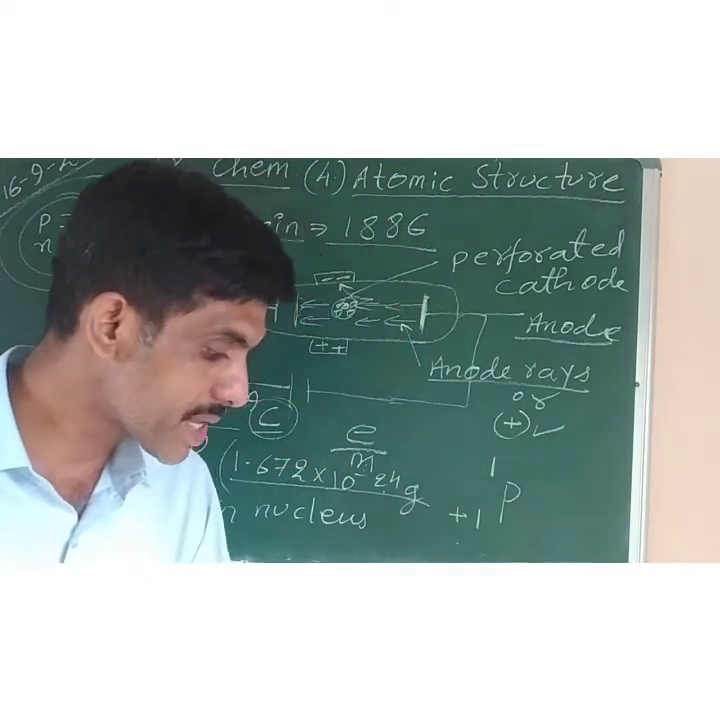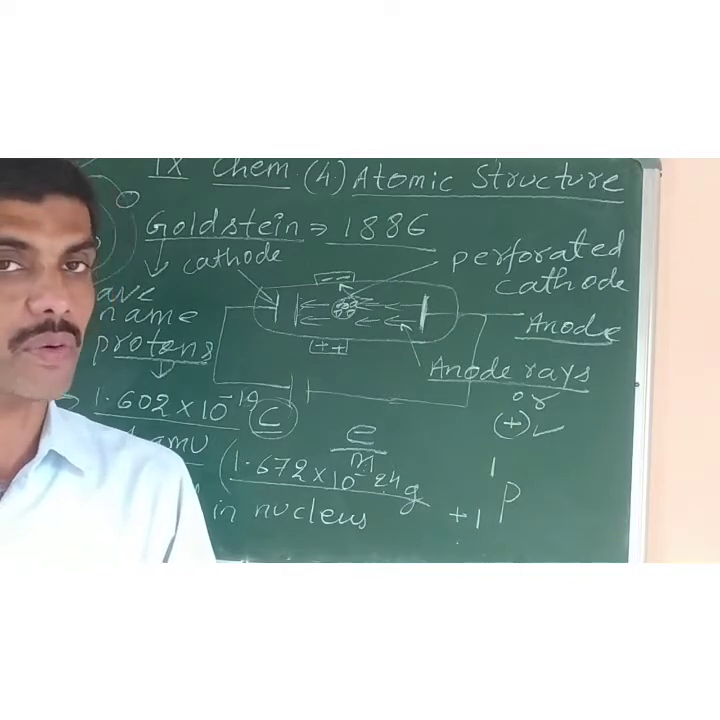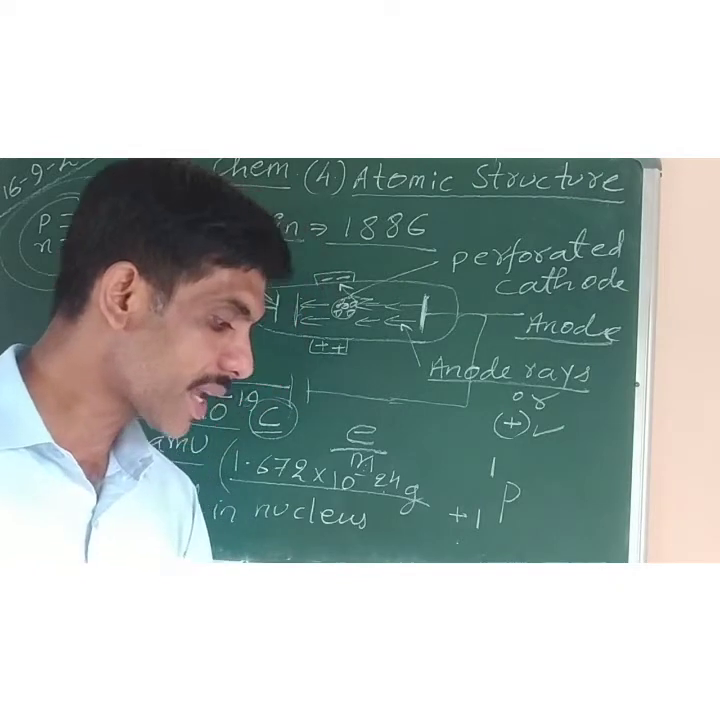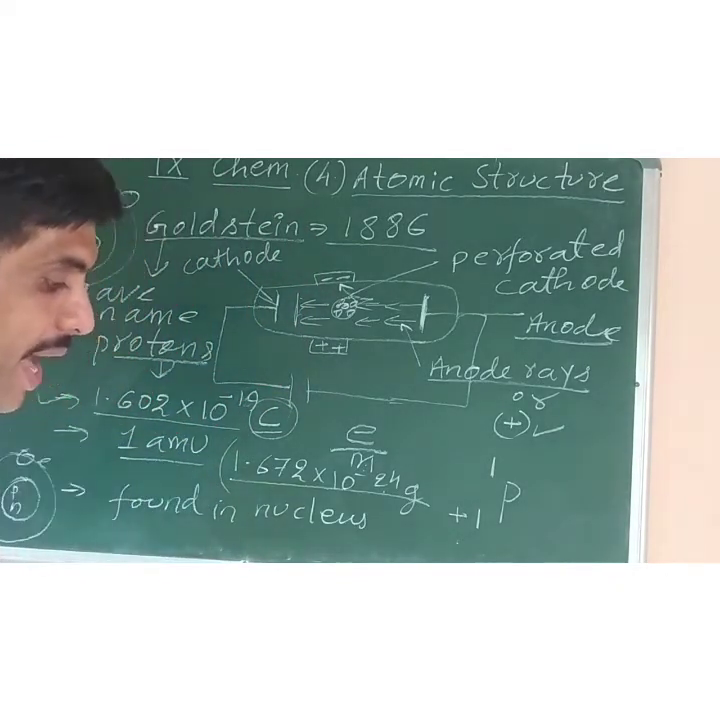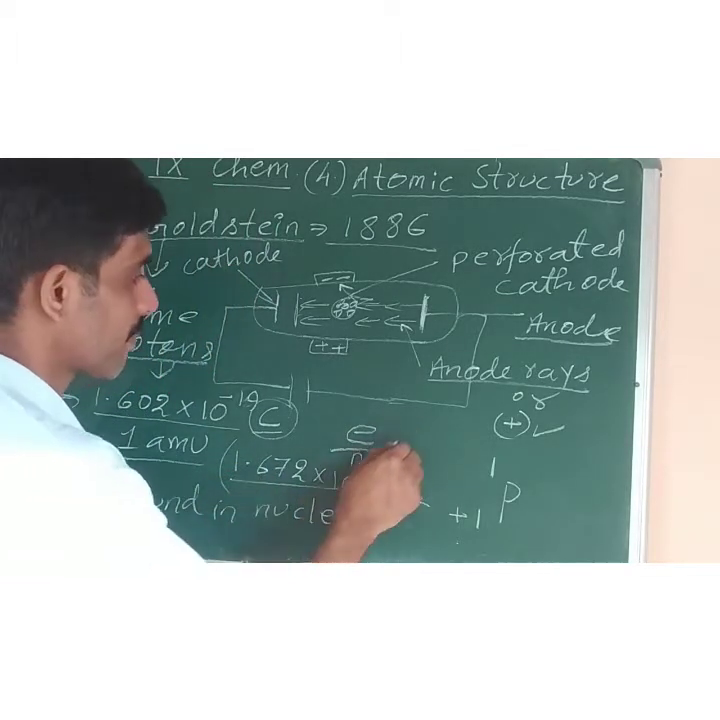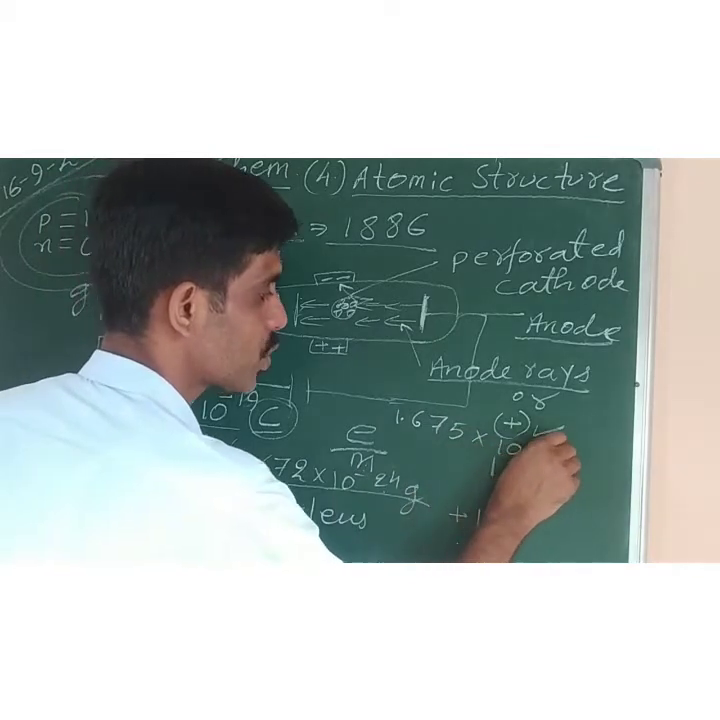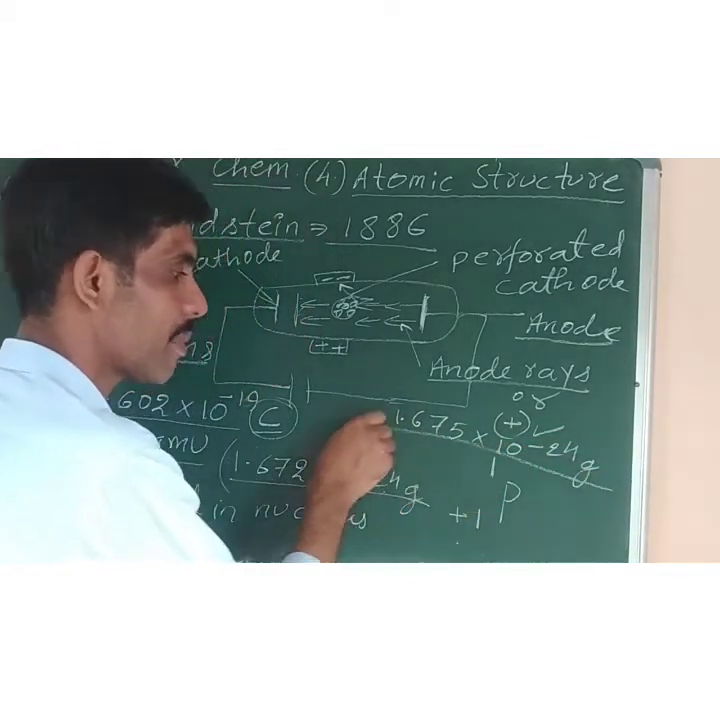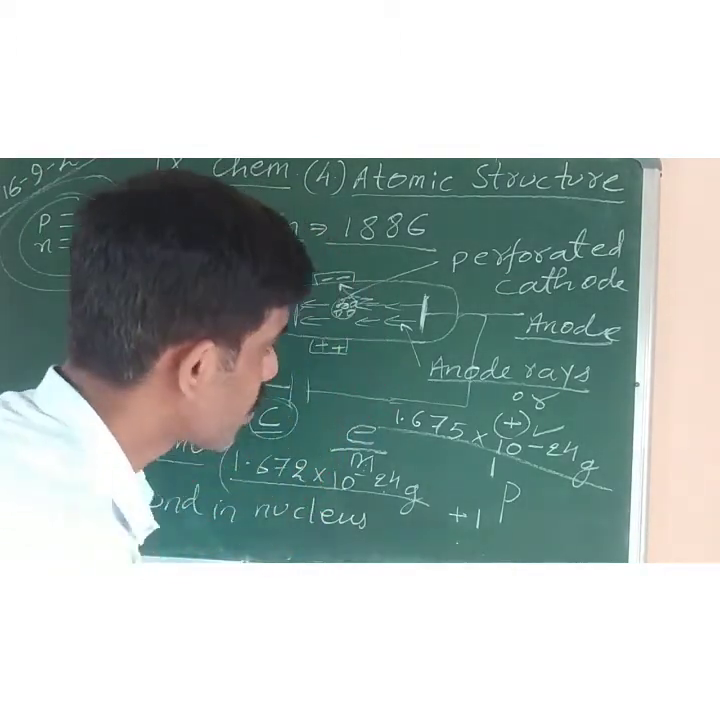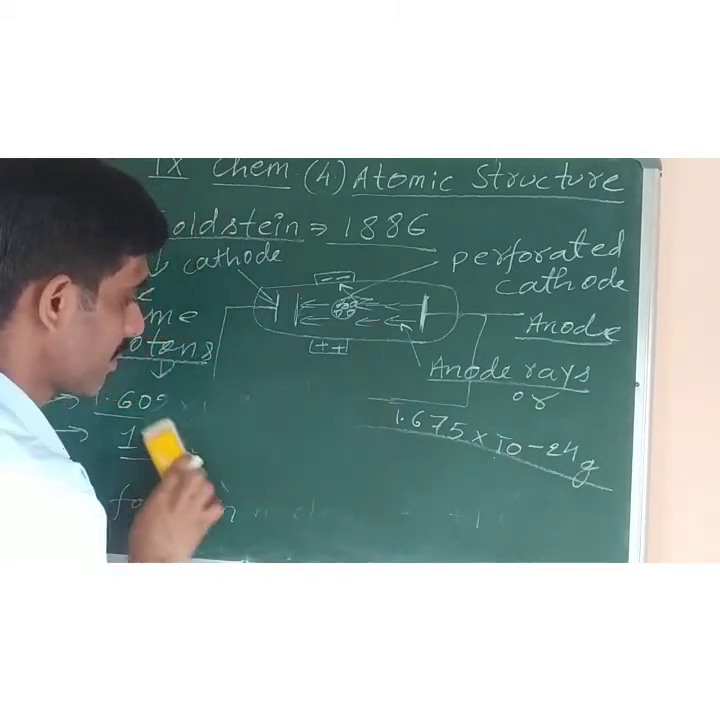Now next is the properties of neutrons. Like we have studied the properties of electrons and protons, now the properties of neutrons. The first point is that they are electrically neutral particles and the mass of a neutron is 1.675 into 10 to the power minus 24 grams. So this is the mass of one neutron.